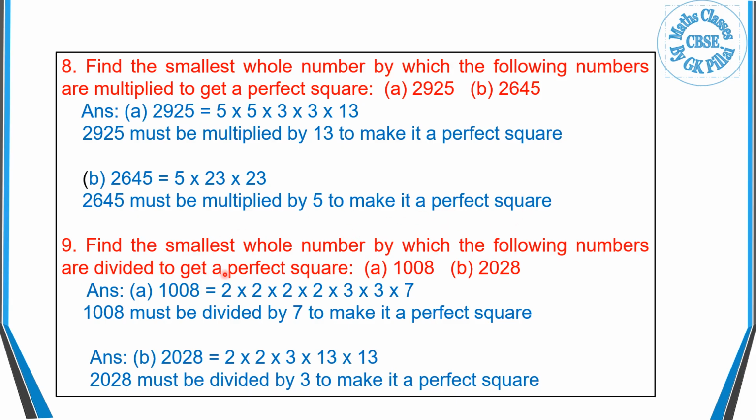Question number 9. Find the smallest whole number by which the following numbers are divided to get a perfect square number: 1008 and 2028. When you prime factorize 1008, we get this many factors, but see 7 is not in a pair, so 1008 must be divided by 7 to make it a perfect square. There it is multiplied, here it is divided. 2028, when you prime factorize, you get these factors. Here 3. So 2028 must be divided by 3 to make it a perfect square.